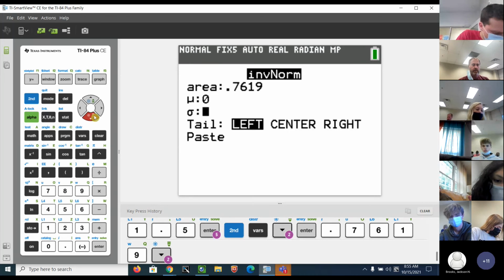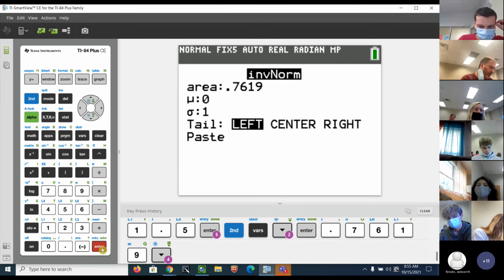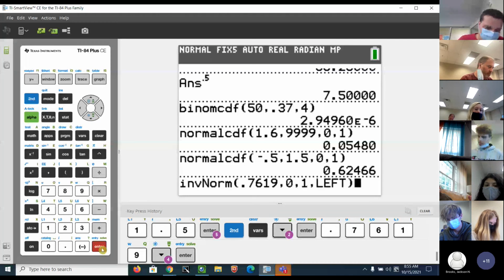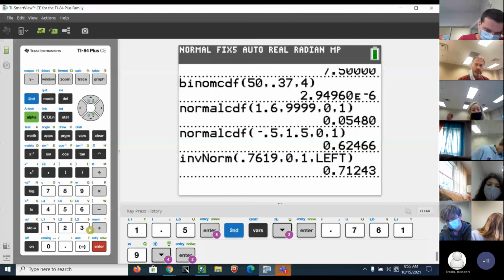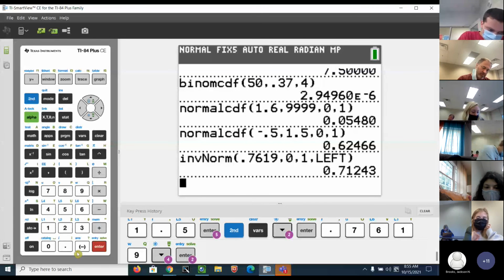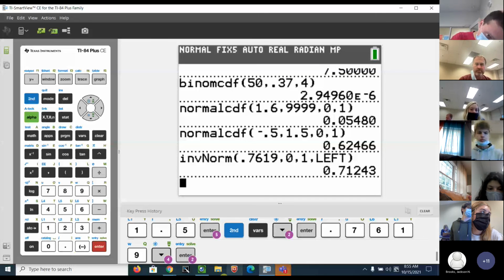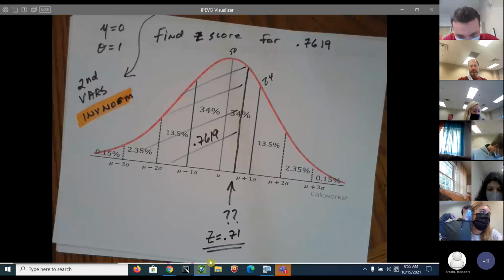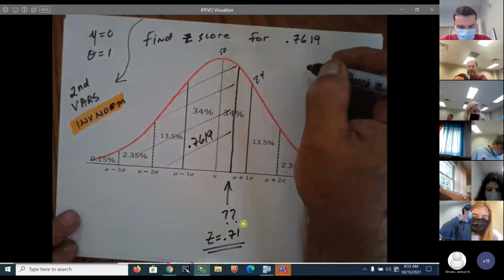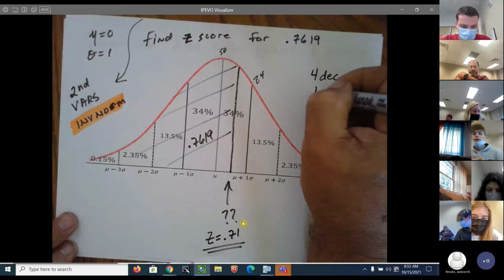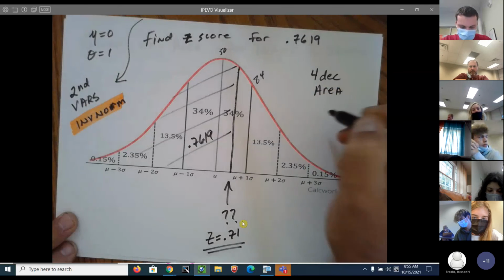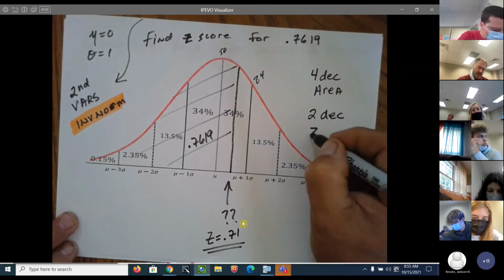Left tail because it's on the left side, and paste and enter. 0.71 is the z-score. So my z-score is equal to 0.71. Why did you just round to 2 decimal places, Hubert? Because in 7.1 and 7.2, 4 decimal places equals area. 2 decimal places is usually a z-score.